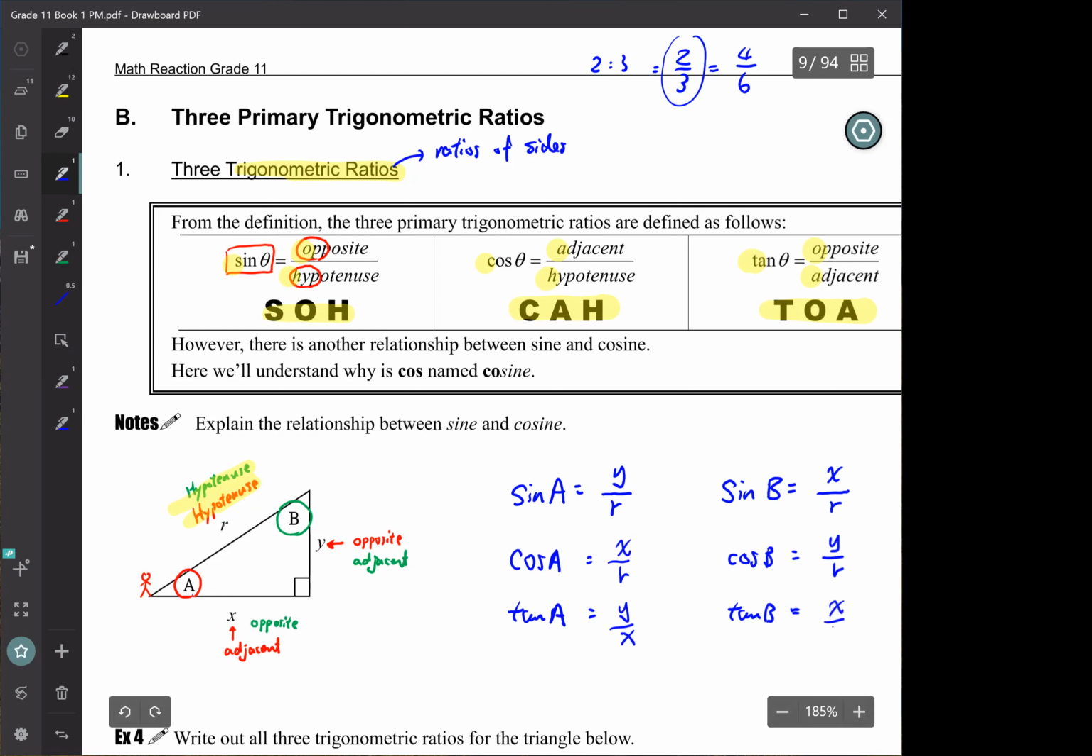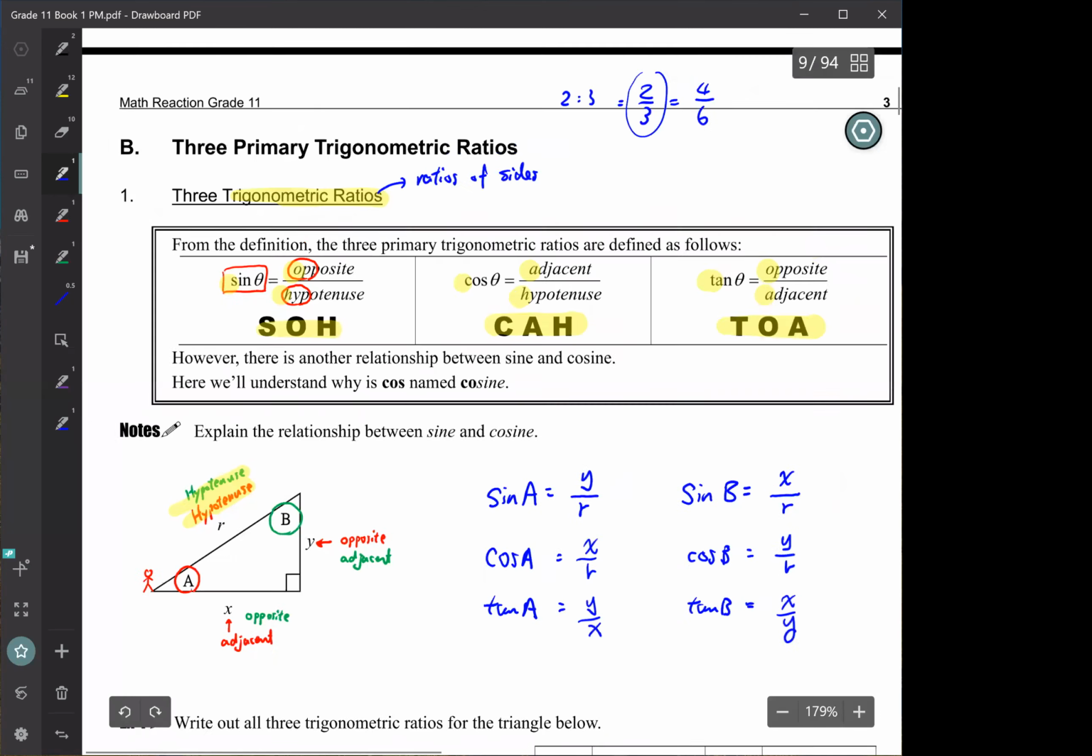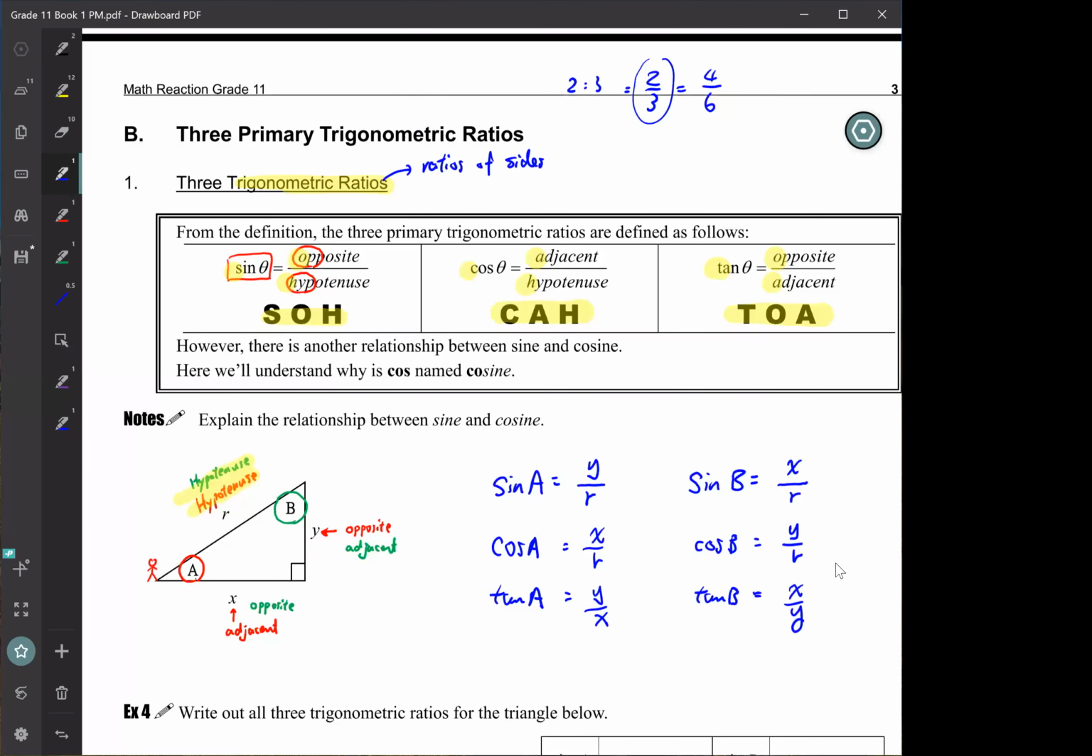Yeah, x over y. Okay, looking from the angle B, you need to look at the green, right? Opposite is x, and the adjacent will be the y. Okay, Brandon and Harry, any questions about these ones? Okay, so these are just getting used to all the names, how to figure out the name of the sides depending on where you look from.